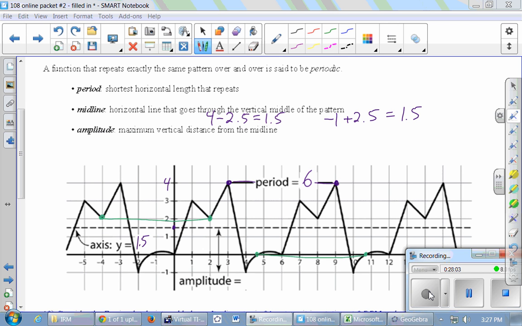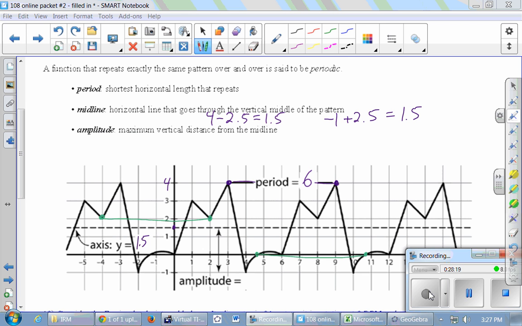And I just want to highlight again, just like when we had equations of vertical asymptotes or horizontal asymptotes last class, here the axis or the midline is also an equation. So don't tell me the axis or midline is 1.5. Tell me it's y equals 1.5.